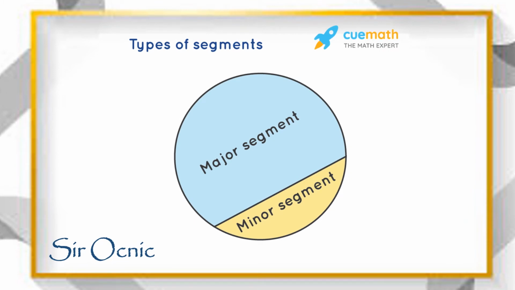Just like in sectors, segments have also two types, the major segment and the minor segment. The major segment in the figure is the blue shaded region, while the minor segment of the circle in the figure is the yellow shaded region. As you can see, the major segment is more than half, while the minor segment is less than half.